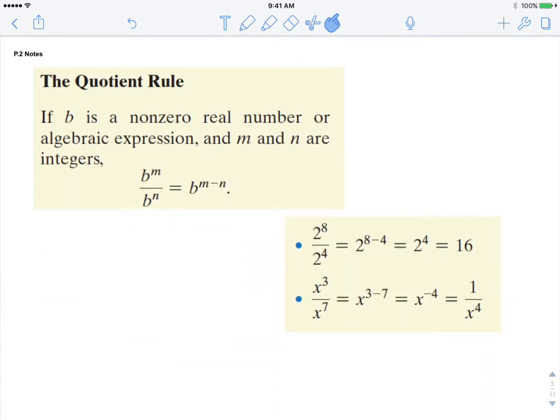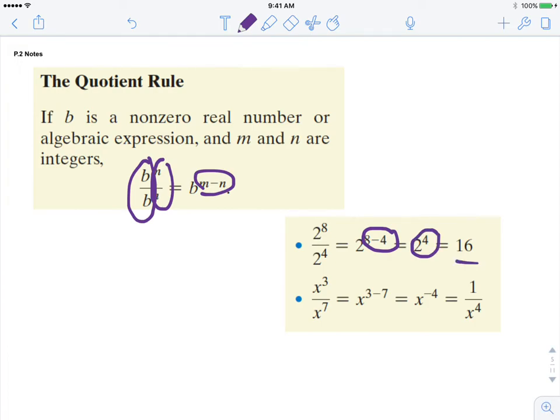All right, next rule is called the quotient rule. So you have like bases. What you're going to do is go ahead and subtract those exponents. So first example, 2 to the 8th divided by 2 to the 4th. You're going to subtract those exponents and then simplify it to give you 16. Second example, x cubed divided by x to the 7th. Subtract them, you're going to get negative 4. Then you're going to have to use your negative power rule. That's a negative, it's going to be 1 over x to the 4th.